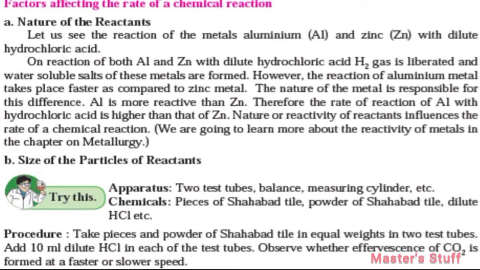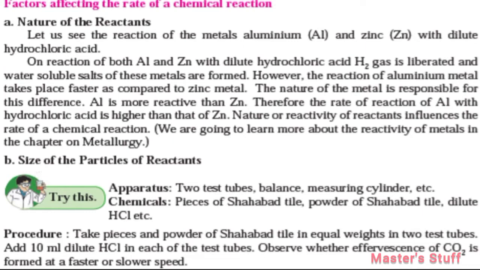However, in this case, the reaction of aluminium metal takes place faster as compared to zinc metal. This happens because aluminium is more reactive than zinc. Therefore, the rate of reaction of aluminium with hydrochloric acid is higher than that of zinc. Thus, it is seen that the nature or reactivity of reactants influences the rate of chemical reaction.